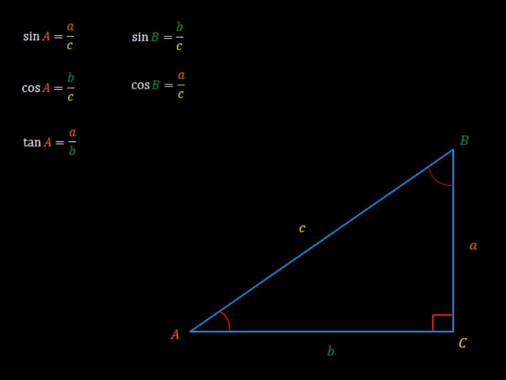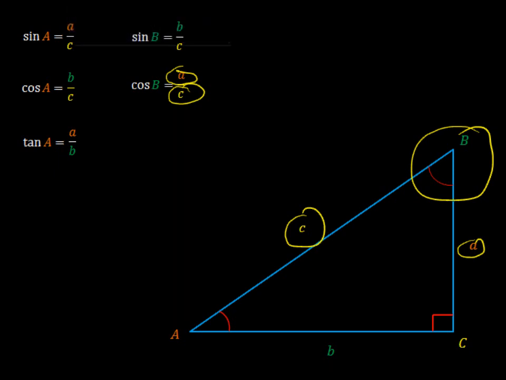Try cosine of B. The cosine of B is going to be little a divided by little c. Here's B, so there's little a divided by little c. Sometimes you'll have numbers, sometimes they'll stay letters, but don't worry about it. Just fill in what you know. Okay, let's take the next one.